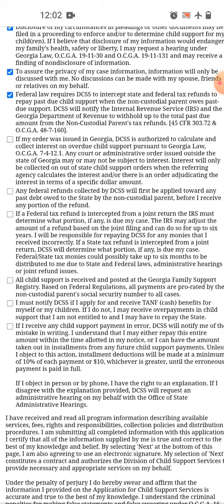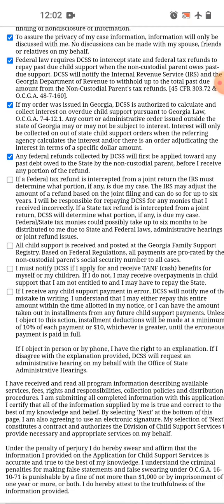Any federal refunds collected by DCSS will first be applied toward the past debt owed to the state by the non-custodial parent before I receive any portion of the refund. So even if the one that's on child support is behind, say a couple thousand, 3,000, whatever, and it's the same amount that they're getting back on tax return, DCSS is going to take all that and baby mama still won't get nothing. Or whoever is supposed to be receiving it, they won't get anything because DCSS is first in line.